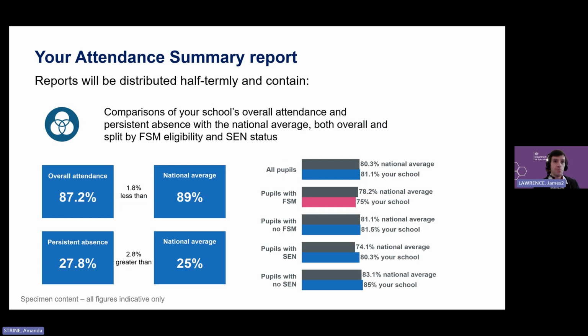Thank you. So the summary report will be distributed every half term, and I'll now run through what you can find in the report. All of the figures in this part of the presentation are just examples. They aren't the real national averages or the performance of any school. So the report starts with a comparison of your school's overall attendance and persistent absence rates with the national average for the time period covered by the report. Areas where you're at or above the average are coloured blue, and areas where you are below are coloured pink. Then there's a bar chart showing the overall attendance levels for pupils eligible and not eligible for free school meals, and pupils with and without SEND status. Okay, next slide, please.